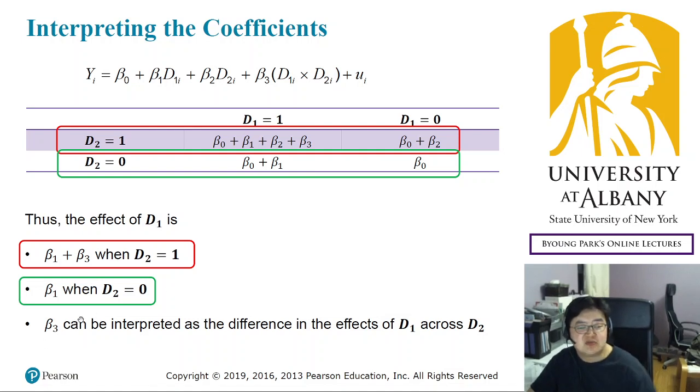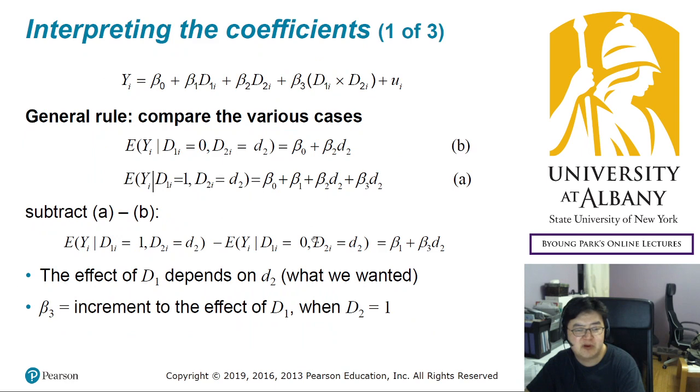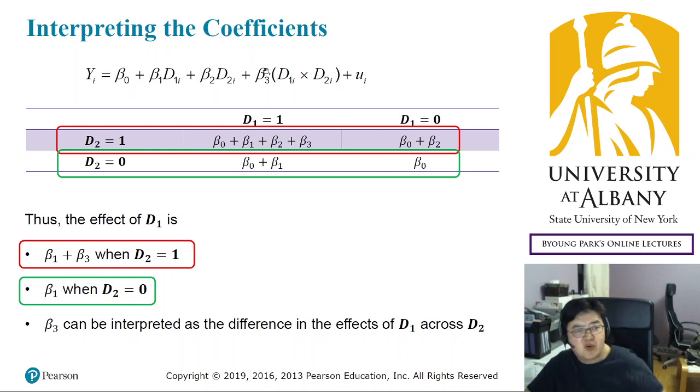This is simple. So if you think about a 2 by 2 table, then the interpretation, in particular the interpretation of the interaction term, the parameter for the interaction term is difference in difference. So take difference across d1 and then take difference across d2. So we usually call beta 3 the difference in differences parameter. So I hope you understand what I'm doing here.